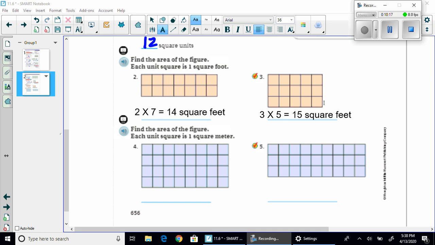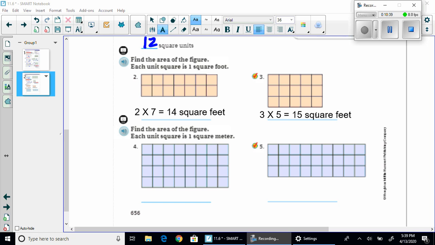Okay, same thing for number 3. Your first factor is how many rows you have. So you have 1, 2, 3. Your second factor is how many are in each row. And we counted out 5. So 3 groups of 5 is 15 square feet. Okay. Again, make sure that you have the equation as well as having the correct label, square feet.